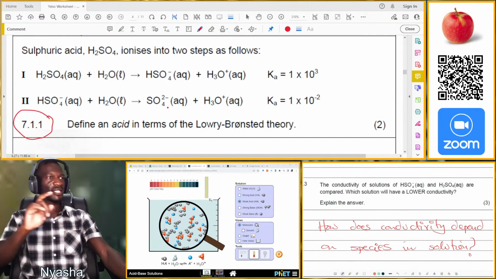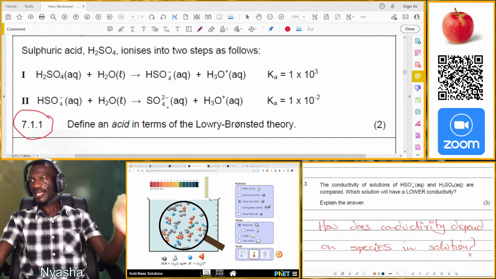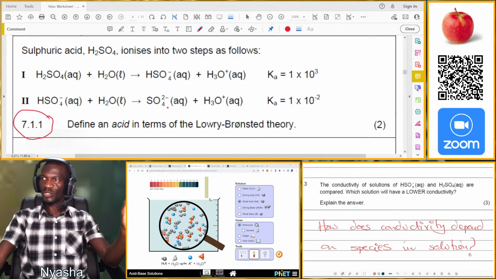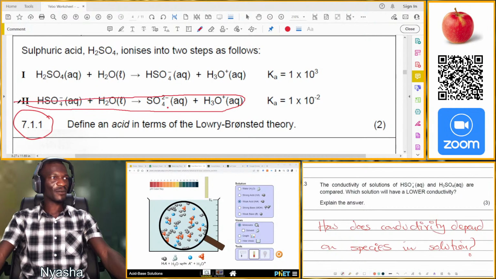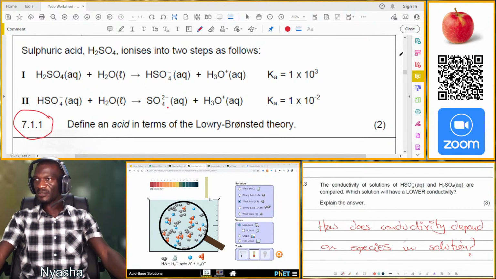So these are the solutions that they're talking about. The conductivity of solutions of HSO4 minus, so this one is a solution of HSO4 minus because it has this HSO4 minus, and H2SO4. So this one is also a solution. In other words, we're just looking at both these chemical reactions. Which solution will have a lower conductivity?